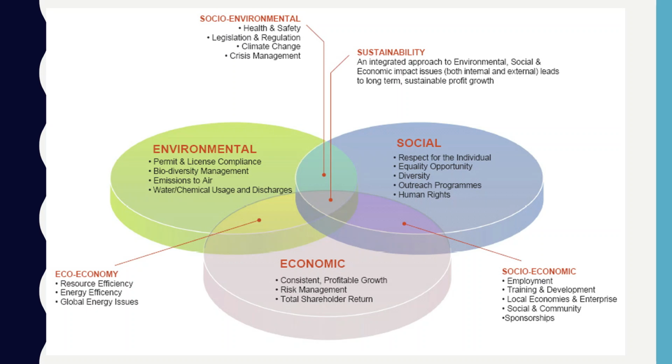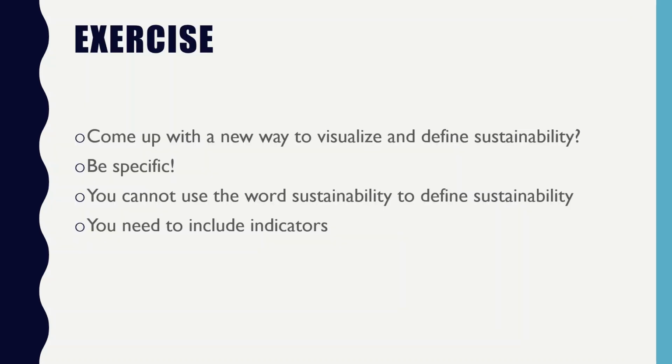And so I talked in the beginning of that about indicators, and you're going to need to include indicators. I want to know what are the things that let you know that something is sustainable, not just good for the environment, but list me some actual things in there. So what you're doing for this exercise is you're coming up with a new way to visualize and define sustainability. You need to be specific.